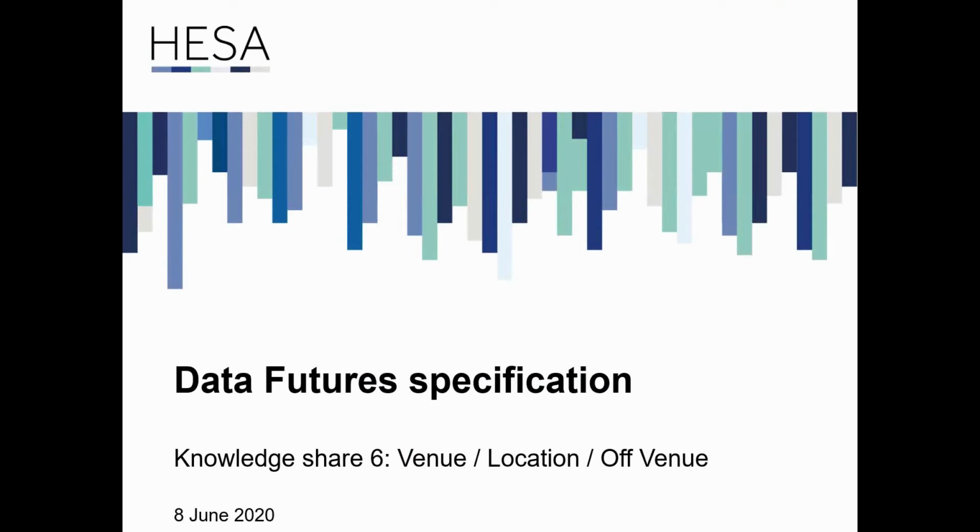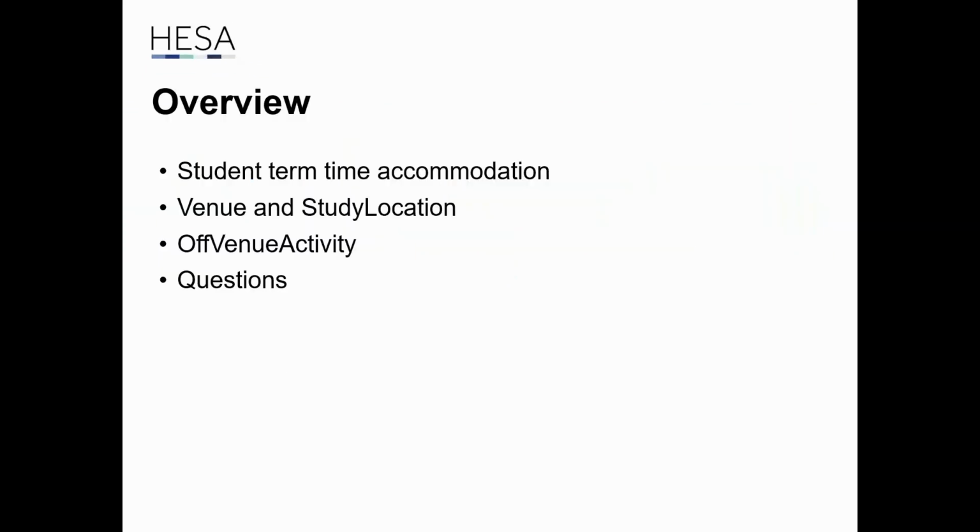Talking about venue, location, and off-venue activity and where that is in the data features model. So the agenda for today then. We're going to look a little bit around the student term time accommodation. Then we'll look a bit about the venue and where that is, our study location, the two entities in the model. Then I'll hand over to Charlie to look at off-venue activity and the changes with that. And then there'll be time for questions at the end.